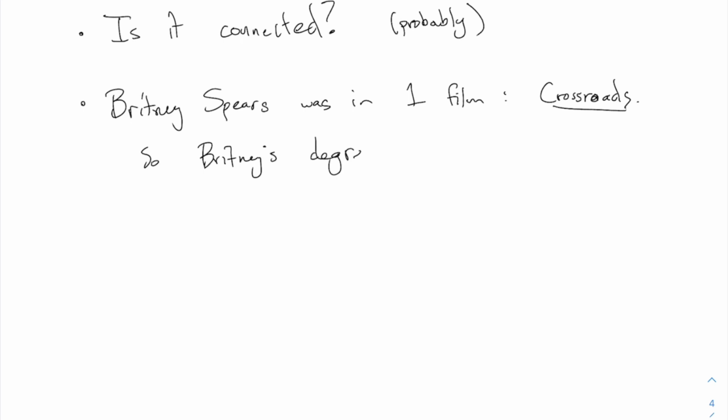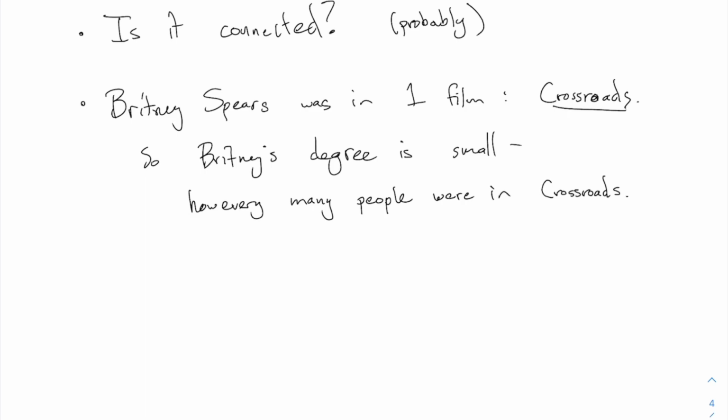So Britney's degree in the graph is, can I just say, it's small, like smaller than Macaulay Culkin, because he was at least in a few different movies. Britney was only in one movie. Britney's degree is small. It is, I will say, however many other people were in Crossroads, right? Which is not all that many. I mean, just one movie. However many people were in Crossroads, that would be the degree of Britney Spears. I suppose minus 1 because you don't count herself. All right.